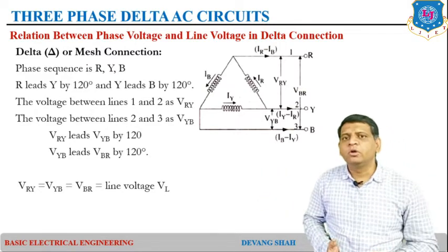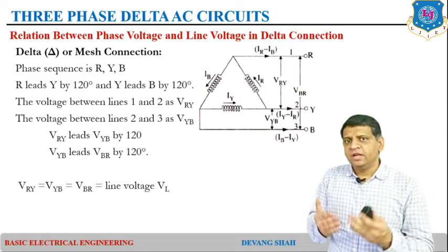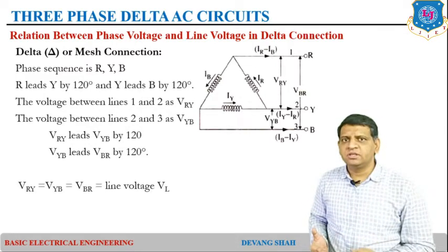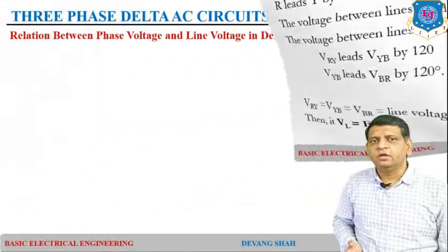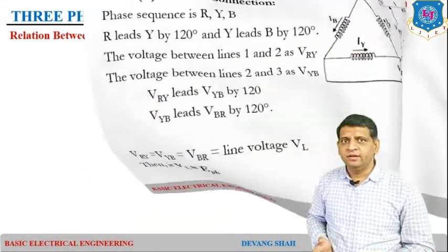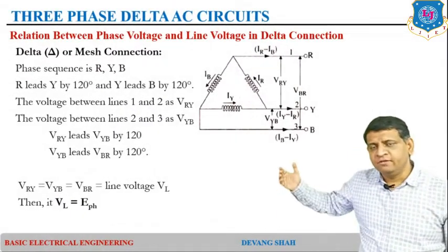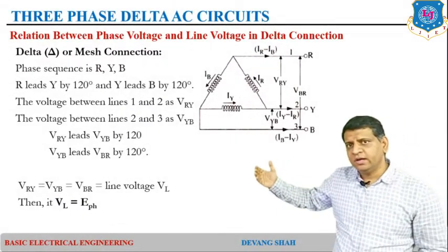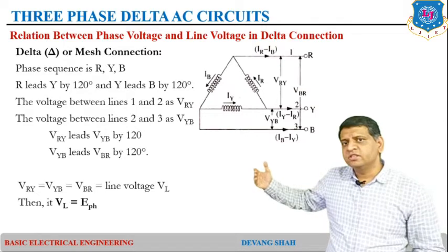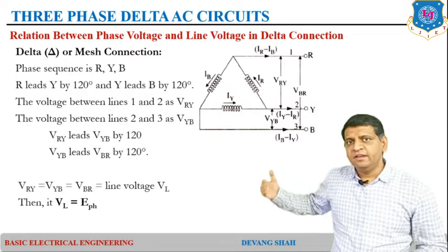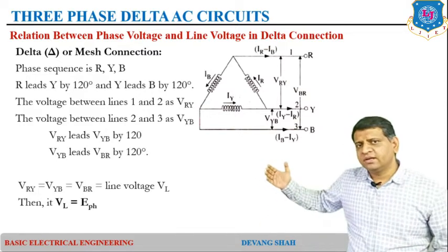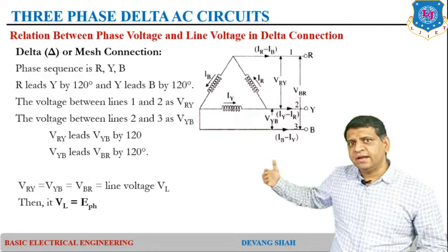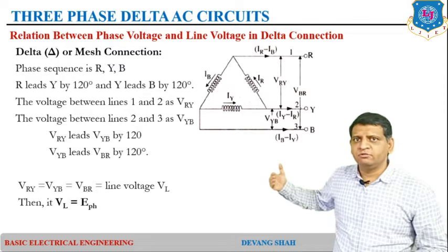Now, if I am looking for the relation of line voltage versus phase voltage, with the phases 120 degrees apart from each other, you can easily find here that VRY is equal to ER, VYB is equal to EY and VBR is equal to EB. So, from this circuit diagram you can straight away say that the line voltage is the same as the phase voltage, right.